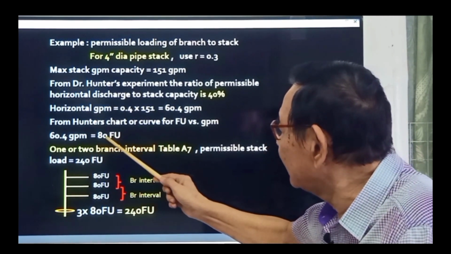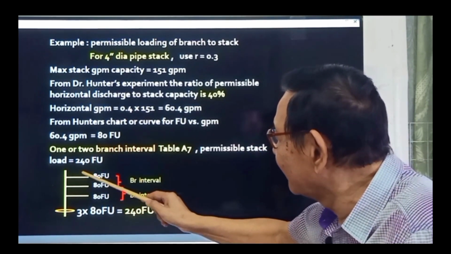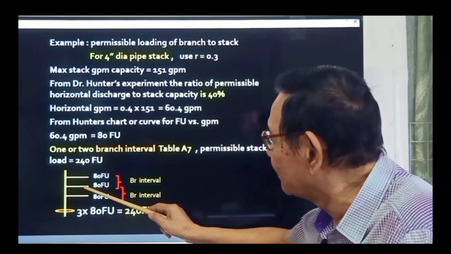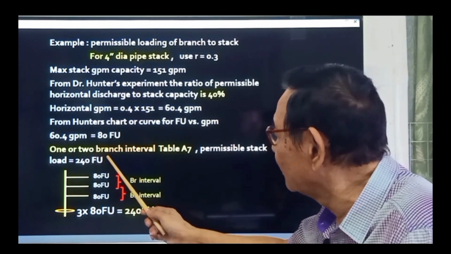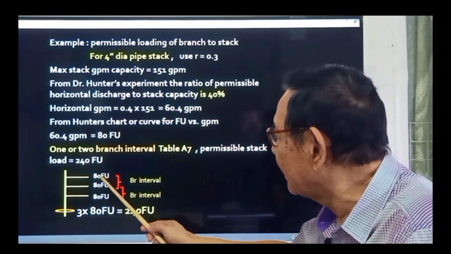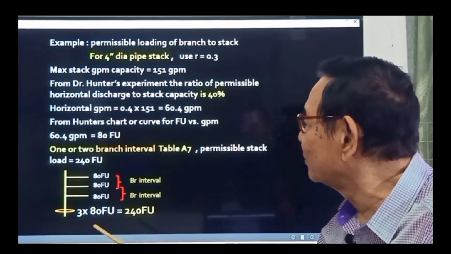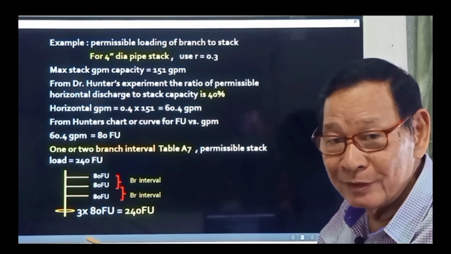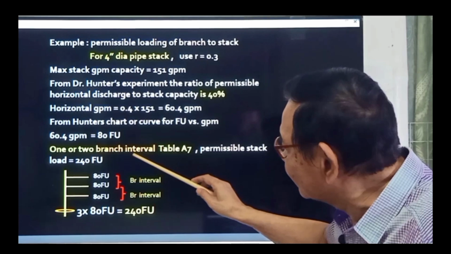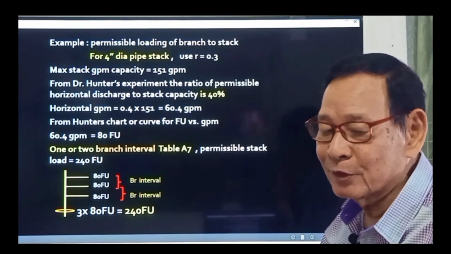Okay, itong 80 fixture units, ito yan. Ang 1 branch interval, so interval between horizontal branch and horizontal branch, that is 1 or 2. 1 branch interval or 2. We use 2 here. So 80 plus 80 plus 80, this is now the capacity of the stack, which is equal to 240 fixture units. So, this is 1 branch interval, this is 1 branch interval, 2 branch interval, sinasabi niya, 80, 80, 80, that is 3 times 80, 240 fixture units.